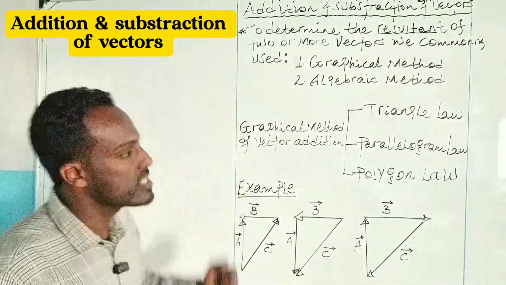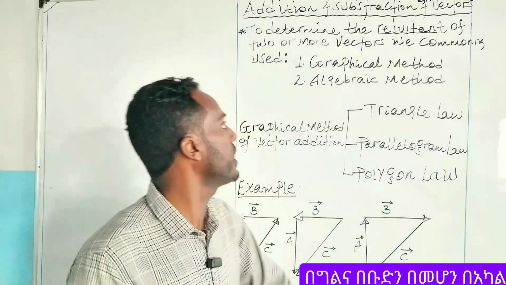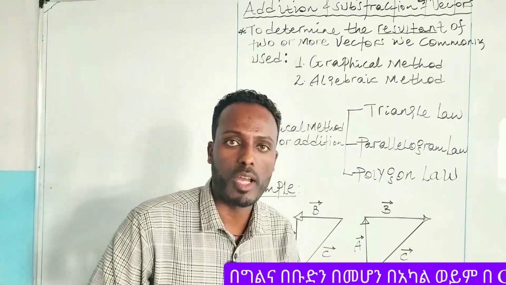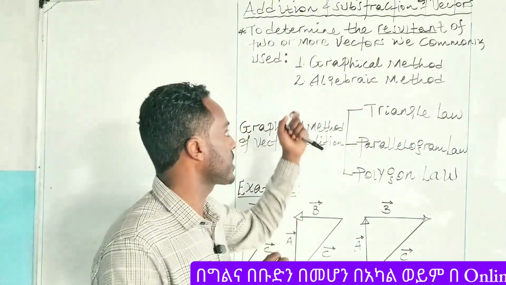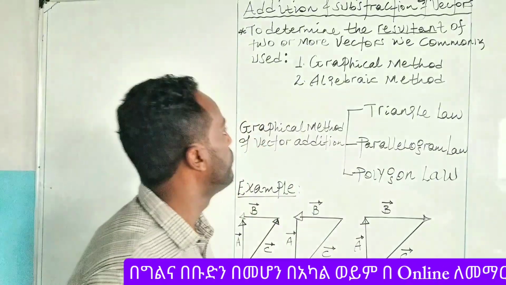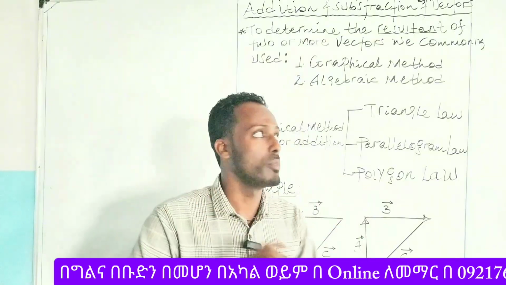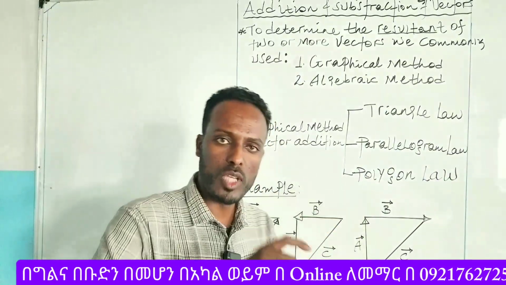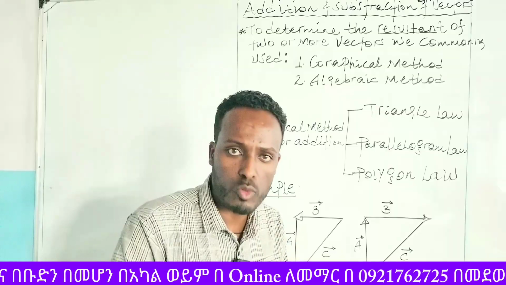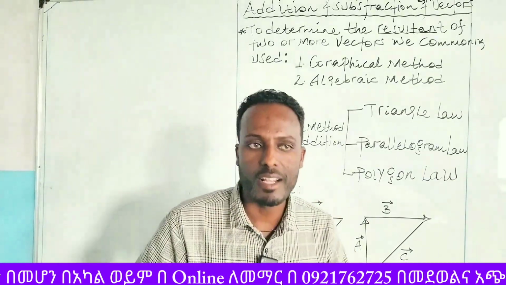To determine the resultant of two or more vectors, we commonly use two methods. The first one is the graphical method of vector addition, and the second one is the algebraic or analytical method of vector addition. So let's first see what the word resultant means. When you say resultant, it is the summation of two or more vectors.